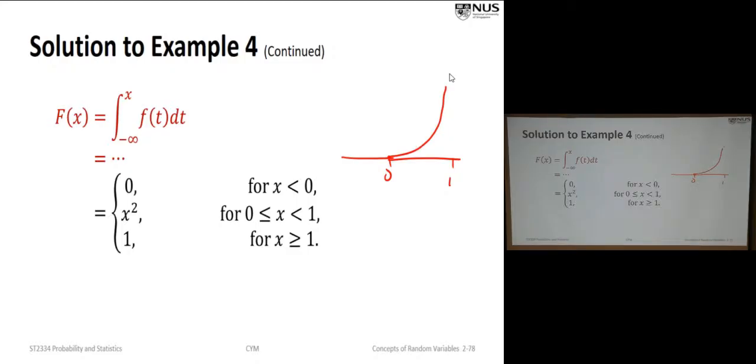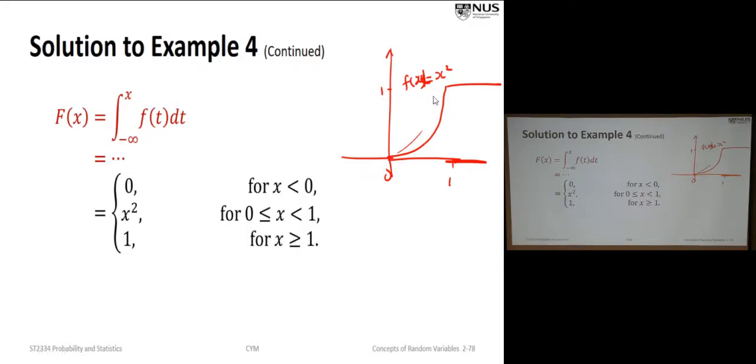This is not. In fact, this should be y equal x squared, or f of x equal to x squared. All right, over this region, and then this part will be 1. So it's like that. Okay, so this is y equal x squared. This part is 1. So, all right, so this is 1.